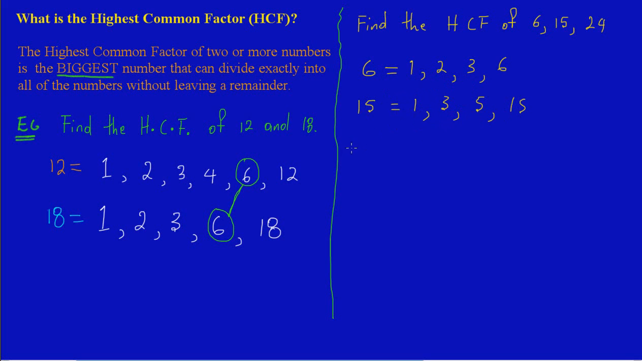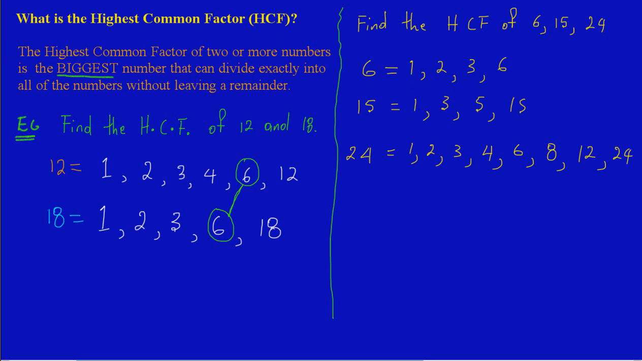And my factors of 24 are 1, 2, 3, 4, 6, 8, 12, and 24. Now I'm looking for the largest number that appears in all three listings.